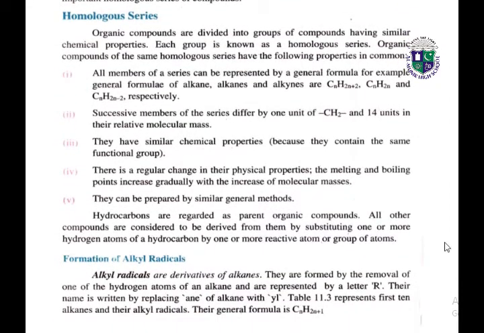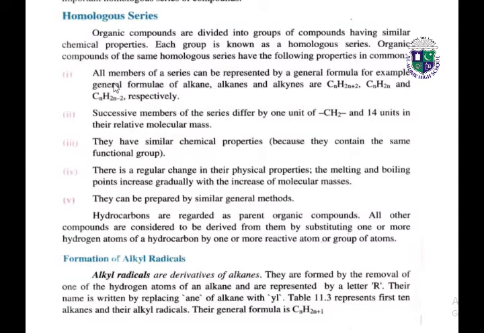Next, we have the homologous series. Organic compounds are divided into groups of compounds having similar chemical properties. Yes, we know about this nature of organic compounds, that they are divided into groups of different compounds that have similar chemical properties. Each group is known as a homologous series. So it is the definition of homologous series. Organic compounds of the same homologous series have the following properties. So look at the properties of homologous series.